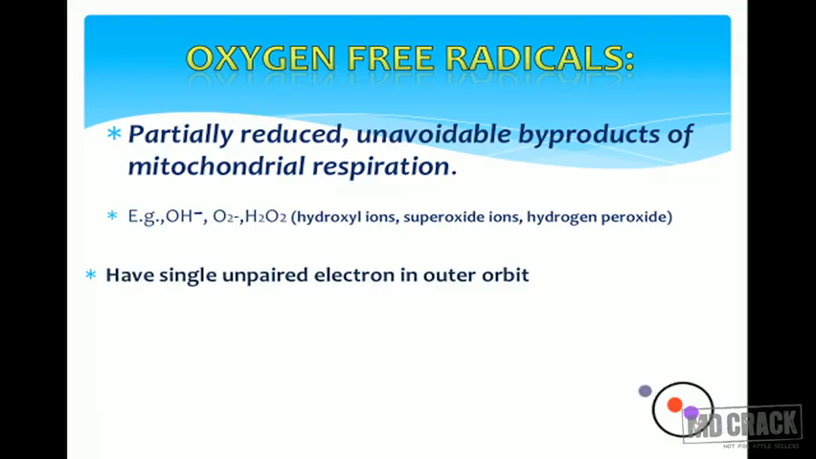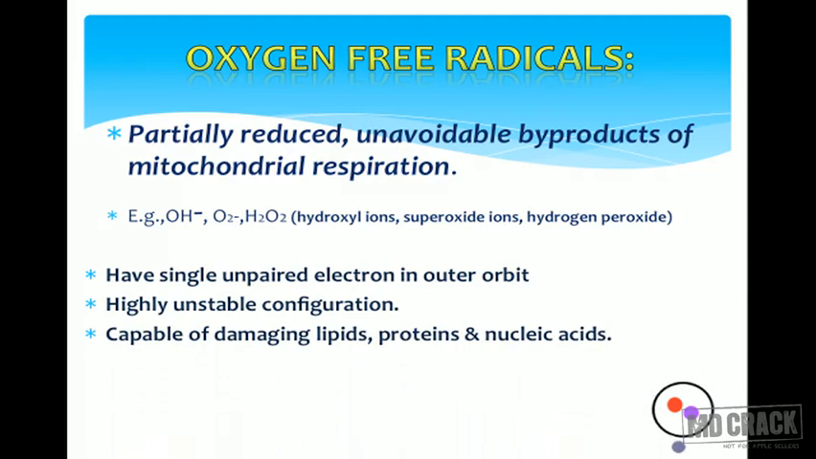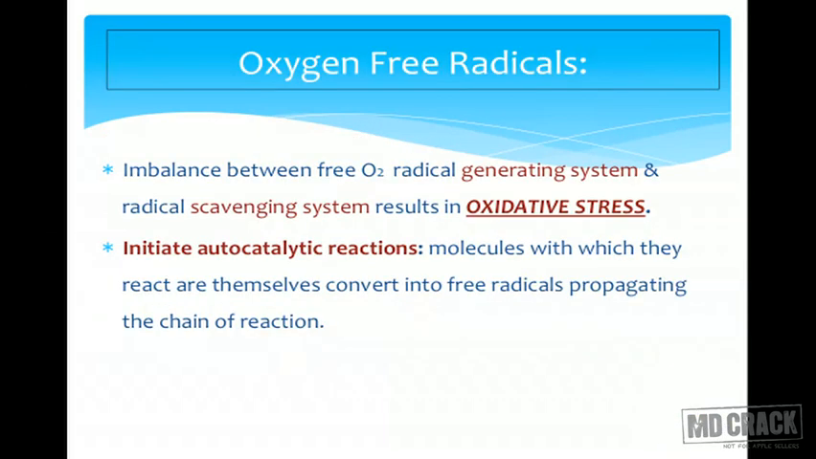They have a single unpaired electron in their outer orbit. This single unpaired electron makes them highly unstable in their configuration. This highly unstable configuration makes them more lethal for damaging the lipids. They are also capable of damaging the proteins as well as the nucleic acids of the DNA. So these free oxygen radicals, normally they are formed and they are neutralized.